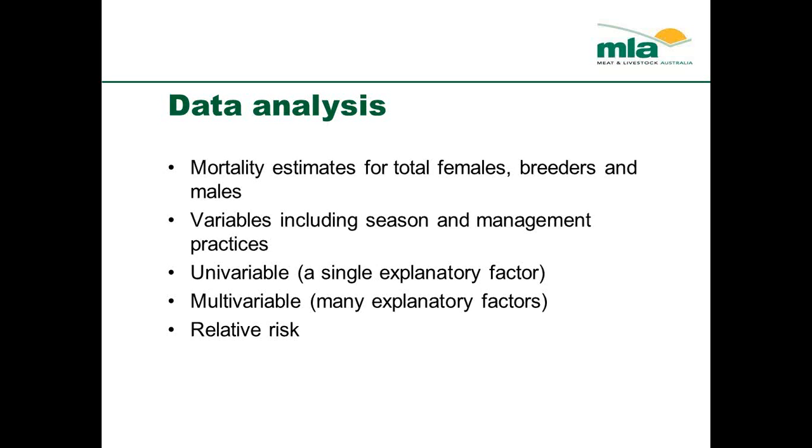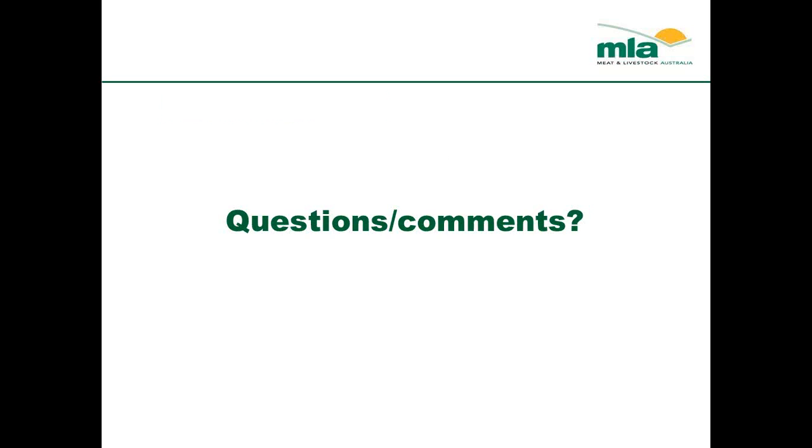We looked at the variables, including season and management practices. We were able to do some univariable analysis, which is basically comparing mortality rate with a single explanatory factor, such as age of weaning, and then we did some multivariable analysis. An example might be comparing mortality rate with the interaction between, say, phosphorus supplementation and the age of the cow. The other thing we were able to do, and I'll show you these later on, is demonstrate relative risks between management practices and no management practice, and I'll show you some figures shortly on that.